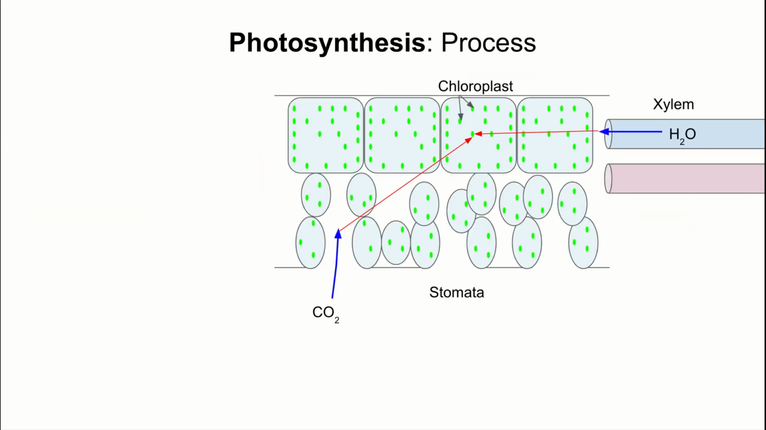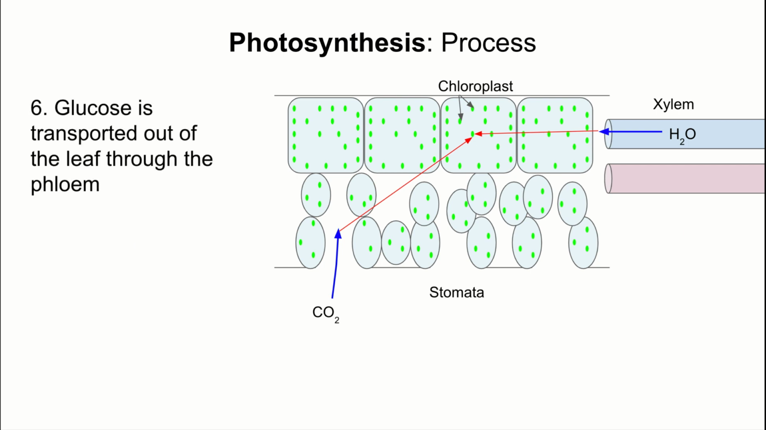What happens next? Well, back to the leaf. Go back to wherever your leaf diagram is. Now we're on step 6. Step 6, glucose is transported out of the leaf through the phloem. That's our other tube. And let's draw that. I'm drawing it in a purple arrow. My C6H12O6 glucose is moving out of the leaf into the phloem. And you know from last week that it'll move throughout the plant to our sugar sinks wherever it needs sugar.